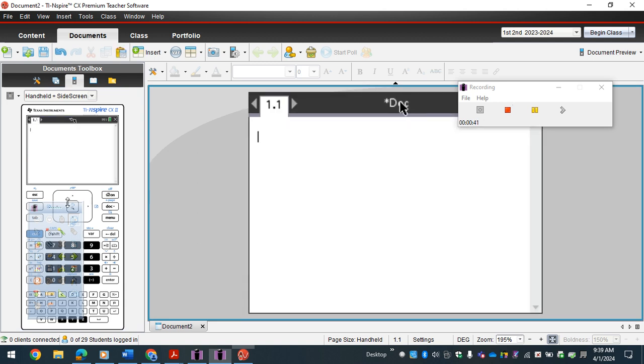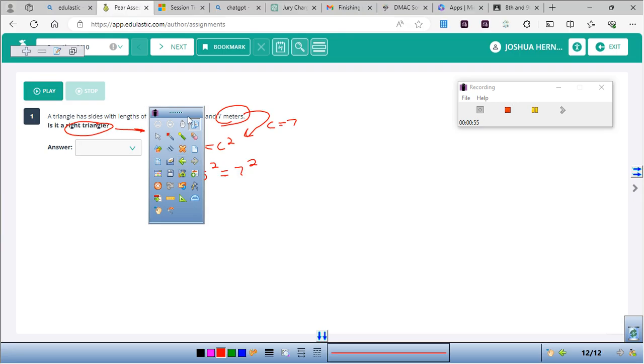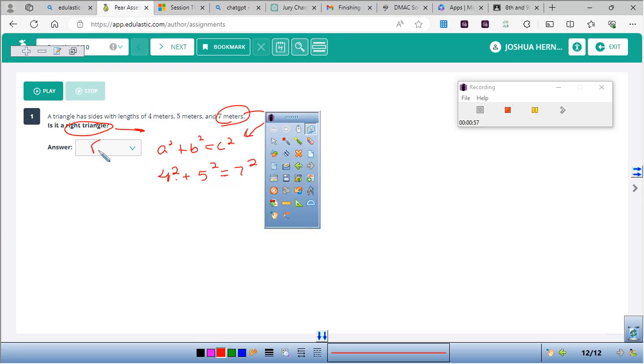This is a little easier, because you can type in there 4 squared plus 5 squared. Is that equal to 7 squared? You press enter. False. You go back over here and what do you say? False. Question over that one?